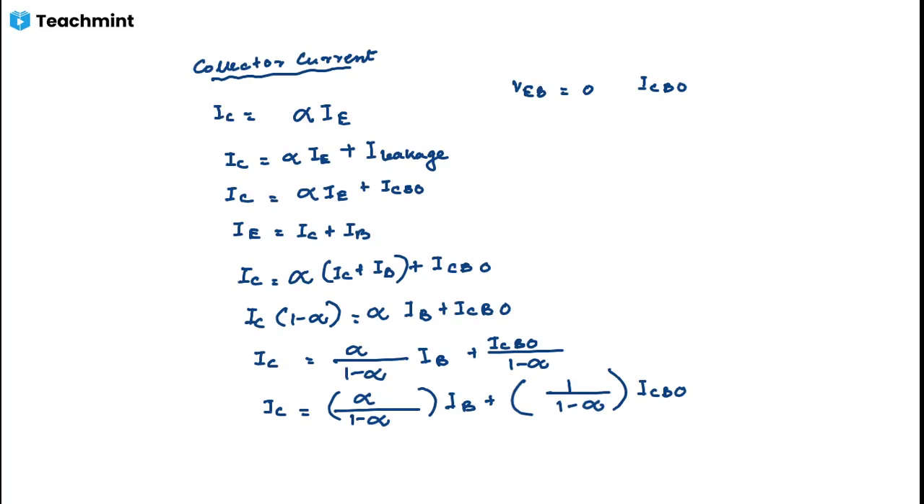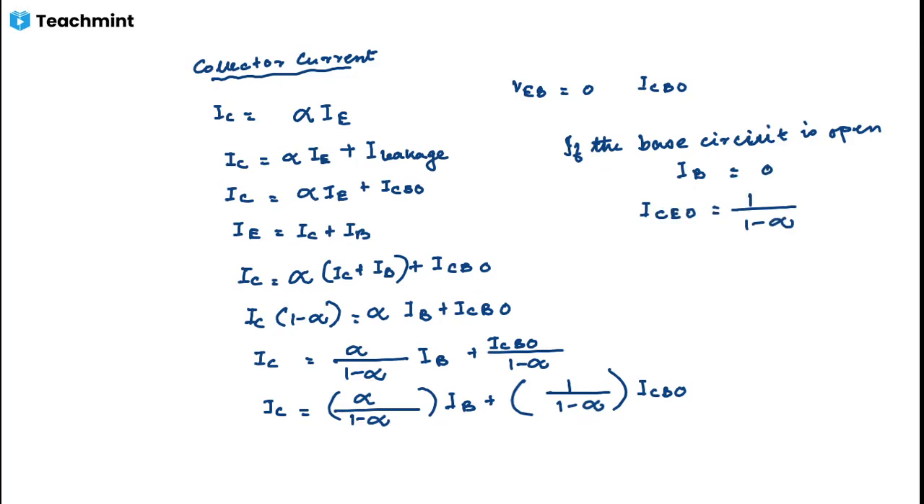If the base circuit is open, that means IB equals 0, then this equation gives ICEO. Why ICEO? Because it is the common emitter configuration with the base open, and it equals 1 by (1 minus alpha) into ICBO.